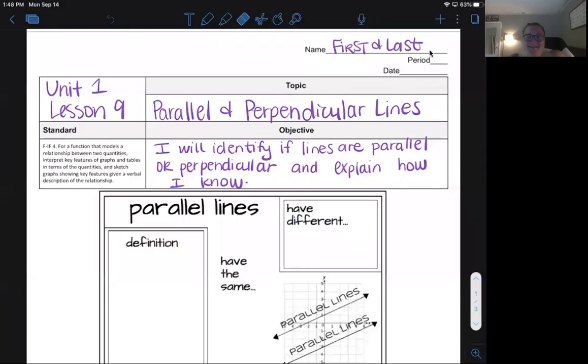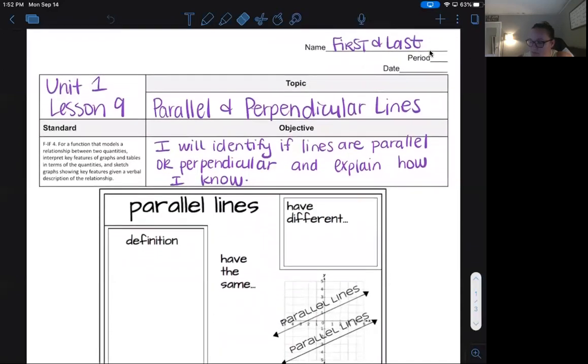Welcome back to class. I'm Miss McGuire, and today's lesson is all about parallel and perpendicular lines. Today we're doing Unit 1, Lesson 9, and our objective is: I will identify if lines are parallel or perpendicular and explain how I know. Before we get started, we need to understand what those words even mean. What are parallel lines? What are perpendicular lines? Let's jump right in.